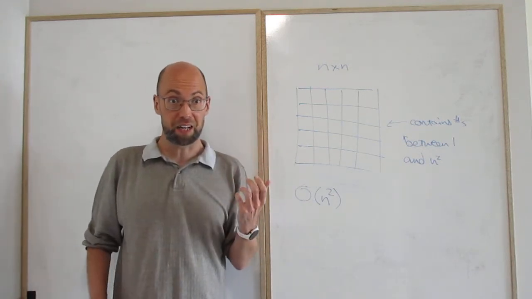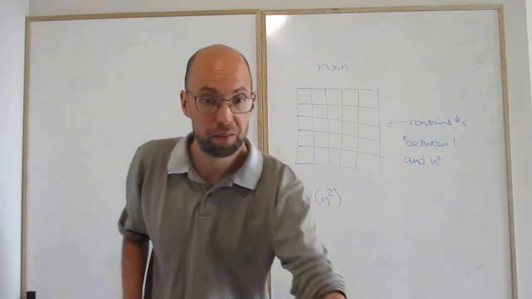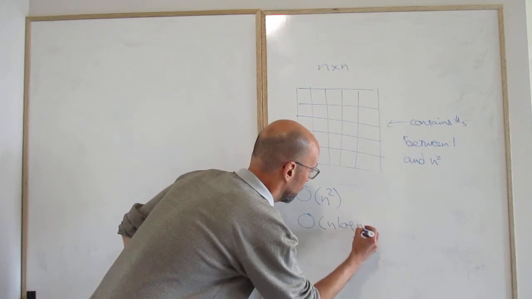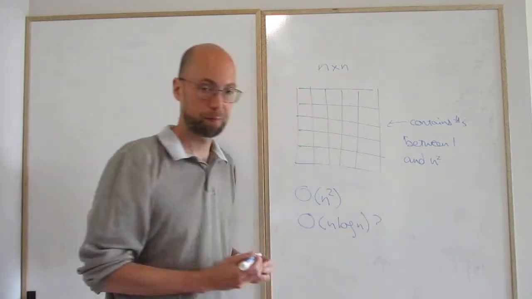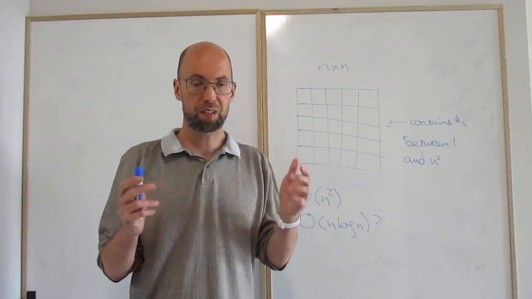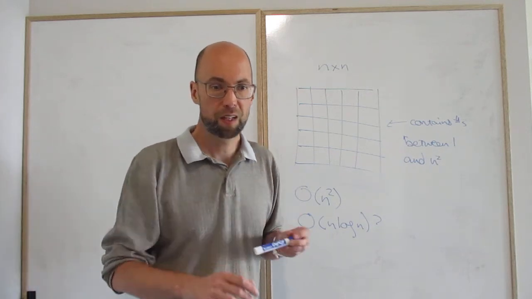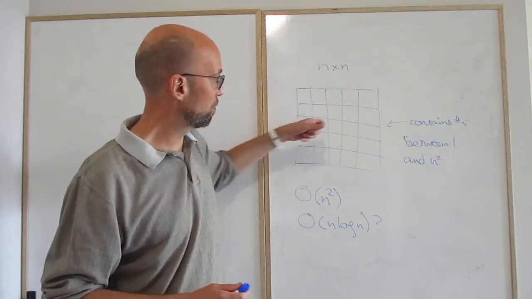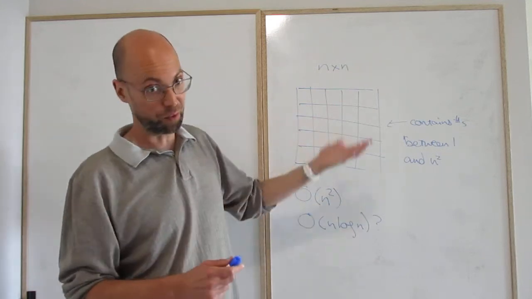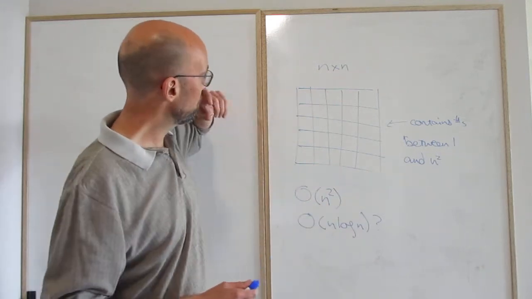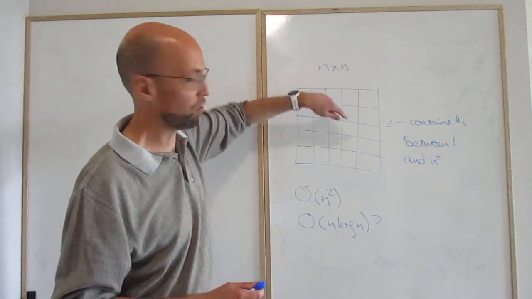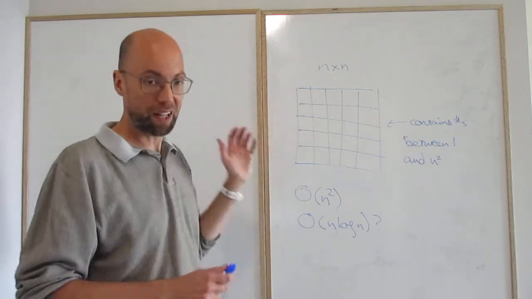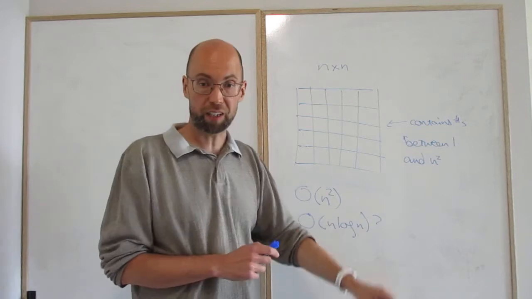Can we do better than that? Can we do O of n log n? Can anybody tell me an algorithm? Yes, you can do it because every row is sorted, and every column is sorted as well. So you just do binary search on every row. It's going to take you log n in each row, and if there are n rows, it's going to be O of n log n.